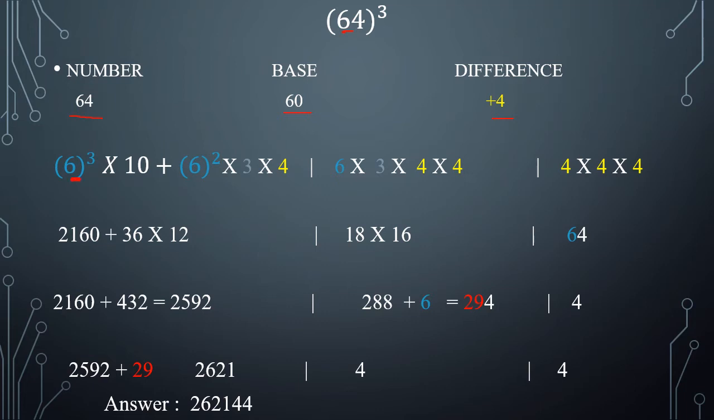Now first we have to cube it, that means 6 times 6 times 6. Then we multiply with 10, which is the base. Now we have to square 6, that is 6 times 6. Then we multiply with the factor 3, which is constant, but the difference is different, that is 4, which is copied from here. Now 6 times 6 times 6 is 216, multiplied by 10 is 2160. Then 6 squared is 36 and 36 times 12 is 432. This calculation is a little big because the number was 64 and we have to find the cube of 6 and all. So this is 2592.